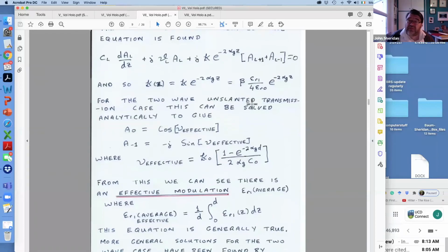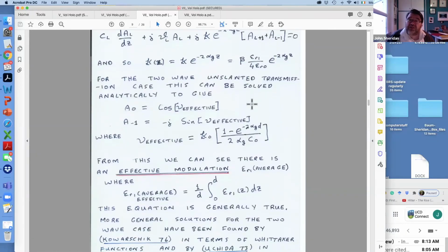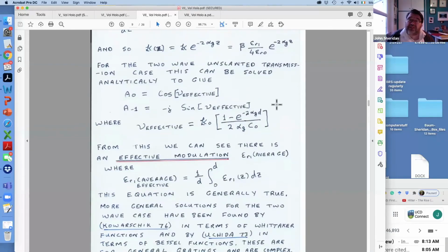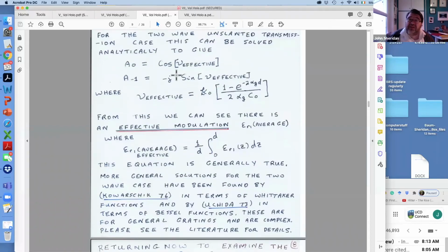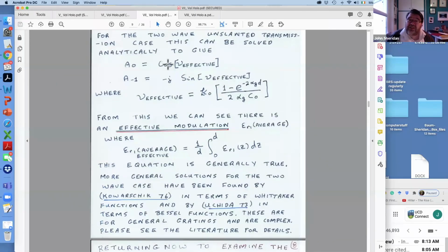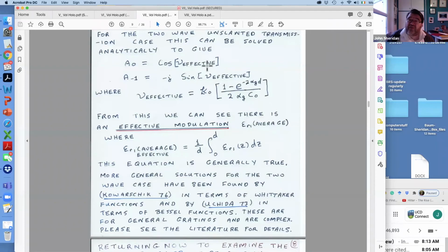For the two-wave unslanted transmission case, this can be solved analytically to give the following, that A0 is equal to cosine of an effective grating strength. So it's a little bit more complicated because of this variation of the kappa constant with Z. And A minus 1 is equal to minus J times the sine of this effective grating strength.